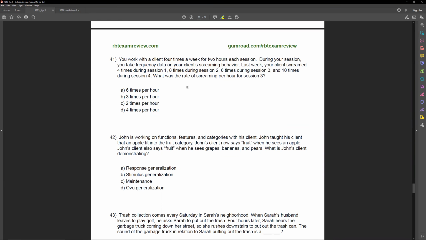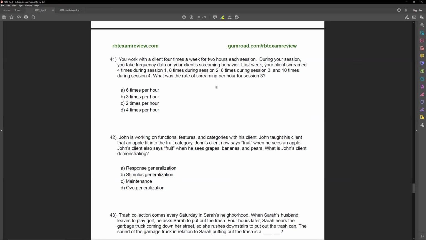Okay, very straightforward rate question, right? What is rate? Rate is simply frequency over time. Okay, so when they ask you rate, all you're going to do is plug in numbers, right? You simply have your frequency divided by your time. So we're looking for session 3. What is our frequency for session 3? Well, 6 times during session 3. So we have 6. That's our frequency.